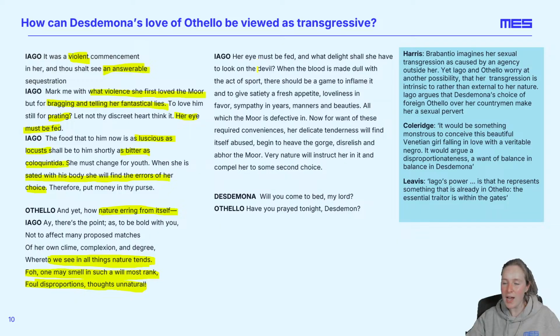Iago also says, her eye must be fed. What delight will she have to look on the devil? Again, where the blood is made dull with the act of sport, there should be a game to inflame it and give satiety a fresh appetite, loveliness and favour, sympathy in years, manners and beauties, all which the Moor is defective in. Now, for want of these required conveniences, her delicate tenderness will find itself abused, begin to heave the gorge, disrelish and abhor the Moor. Very nature will instruct her in it and compel her to some second choice.